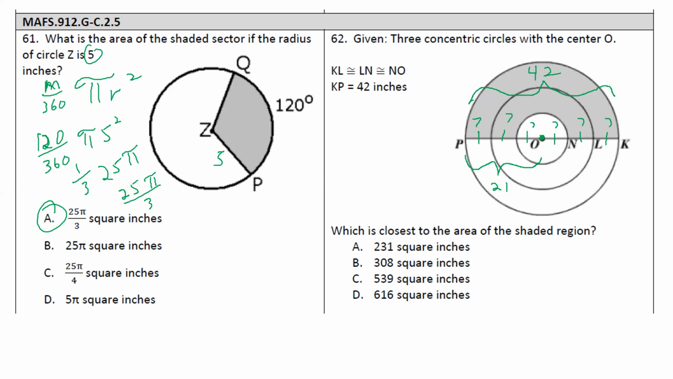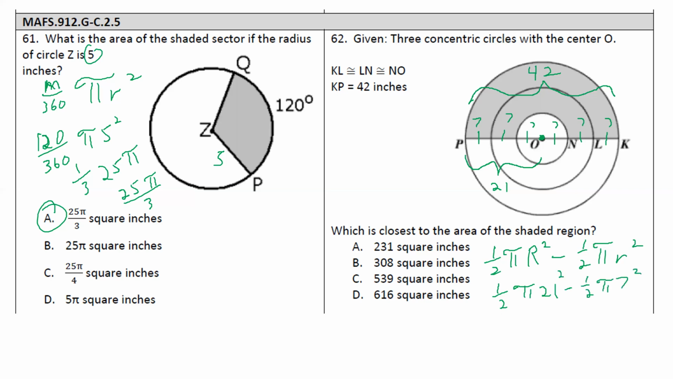Now, what's the closest area to the shaded region? We have the big circle that we need to find minus the smallest circle on the inside. But again, it's only half of the circle. So I'm going to write this out as 1/2 pi, and we have a big circle that we're going to use, so pi big R squared, minus 1/2 pi, and we have our little circle, so little r squared, 21. Our small radius is 7.